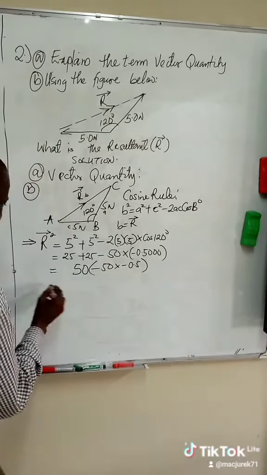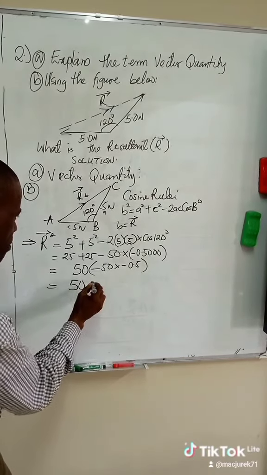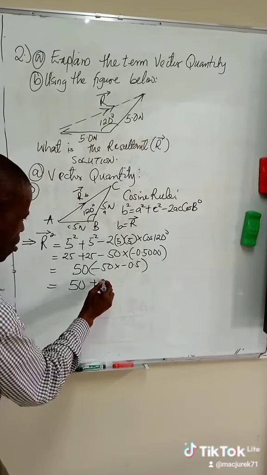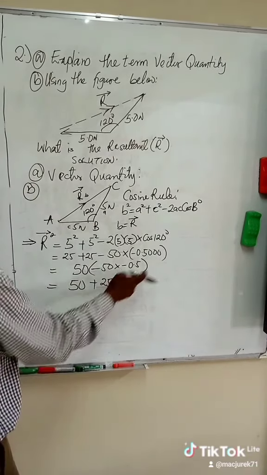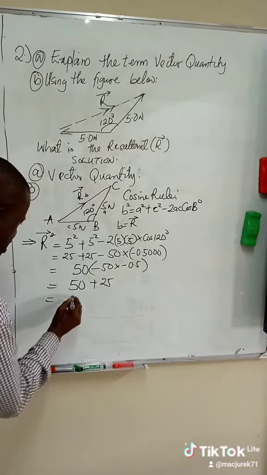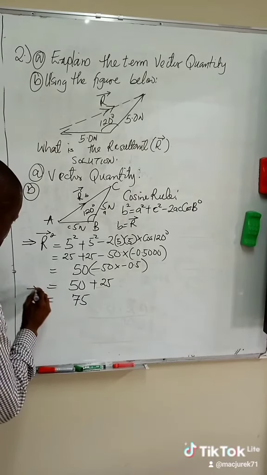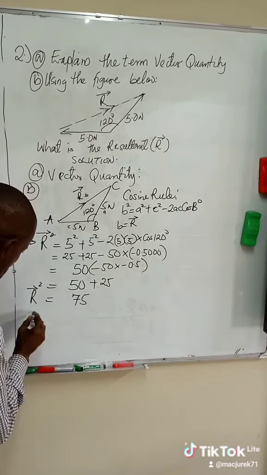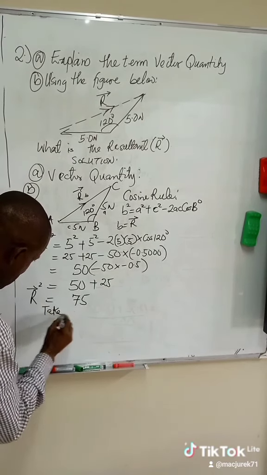Minus times minus becomes plus, so this is going to be 50 plus 25, since 50 multiplied by 0.5 is half of 50, which is 25. So this is going to be 75. But remember, my resultant here is squared, so all I need to do is take the square root.